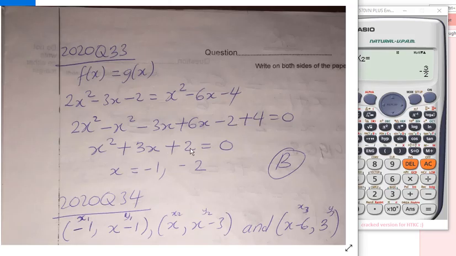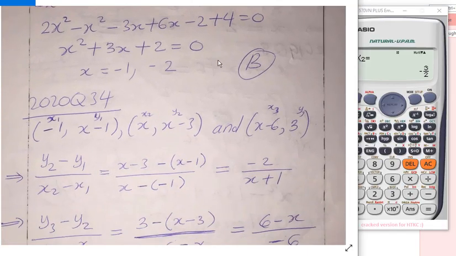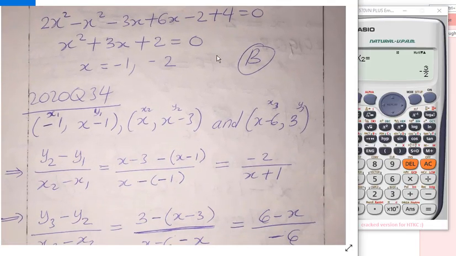So you can use the calculator to solve this quadratic equation you now have. So solve it, you get minus 1 and minus 2, option B. Then you go to the next question straight. So the next one, you can see 2020 question 34. They say find the value of s if the following points are collinear. What's the meaning of collinear? That means that they have the same gradient.